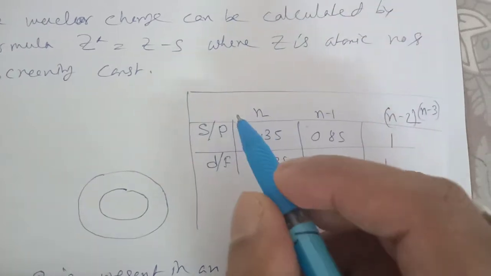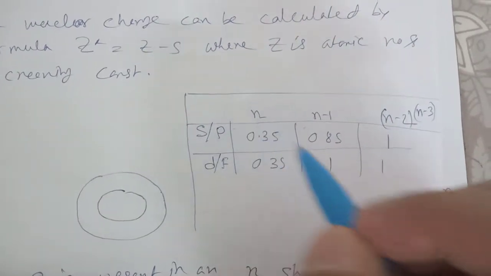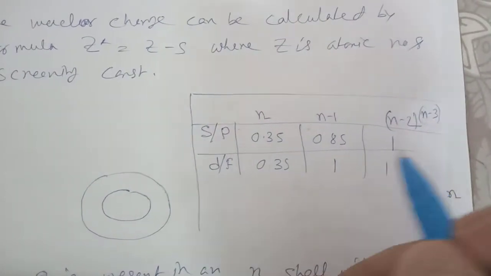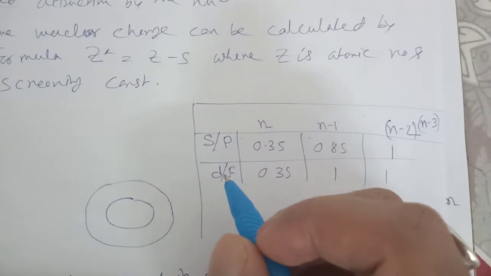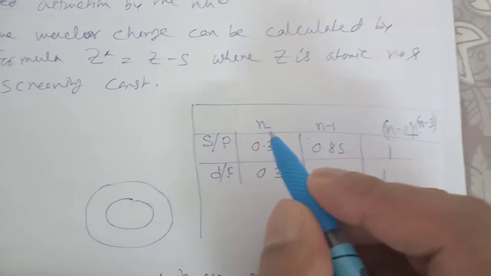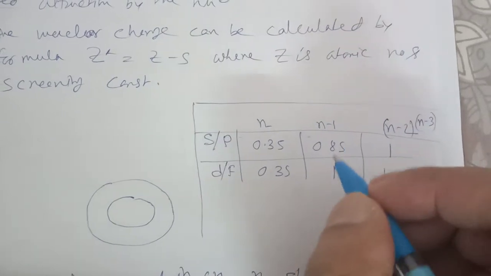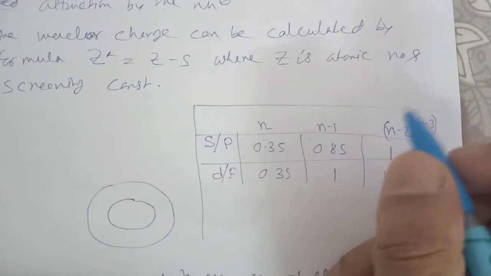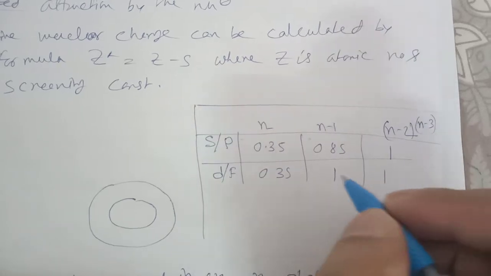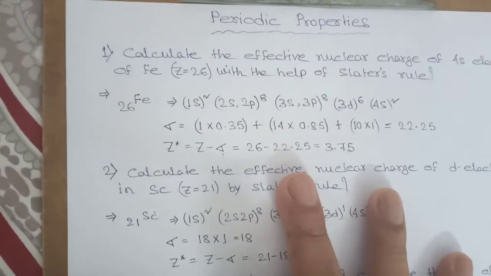This is valid for calculation of s and p electrons, and this table is valid for calculation of Z effective of d and f orbital. If an electron is present in the n shell, contribution will be 0.35, and for onwards n minus 1, n minus 2, n minus 3, all contributions will be 1. Okay, let's see one example.